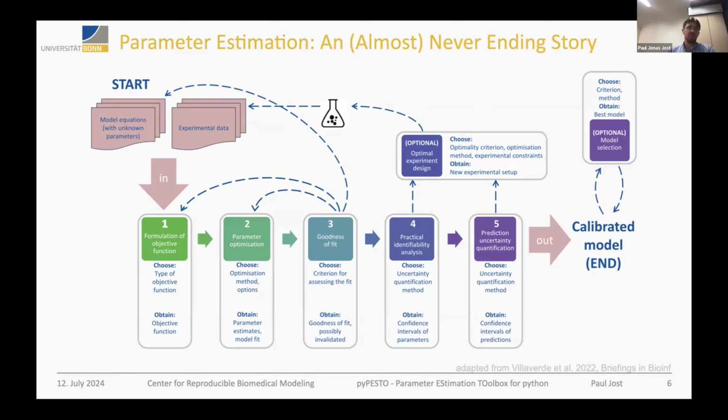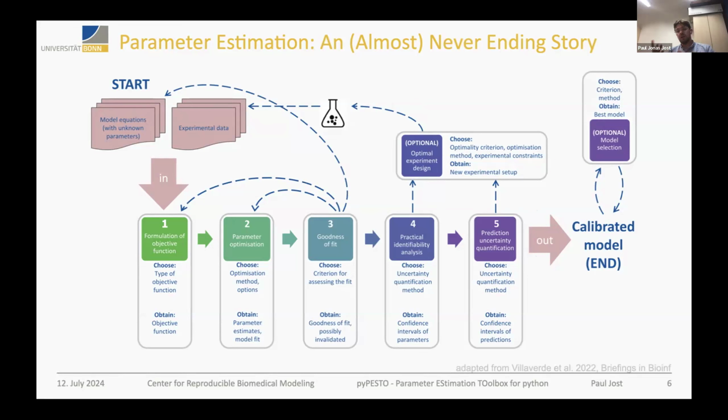It never ends with the parameters, because what you're usually interested in is the output of the whole model, the simulation. And so you want to somehow propagate the uncertainty in your parameters to uncertainty in the prediction, which is the fifth step, the prediction uncertainty. Again, here's the question, how do we propagate this? Both of those together show you uncertainties.